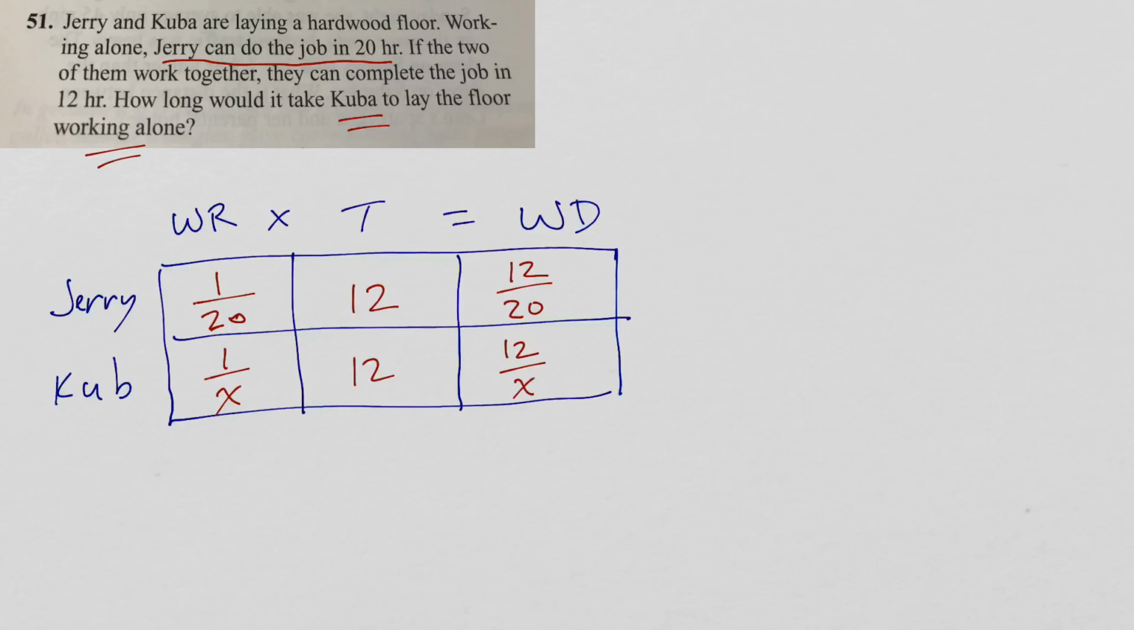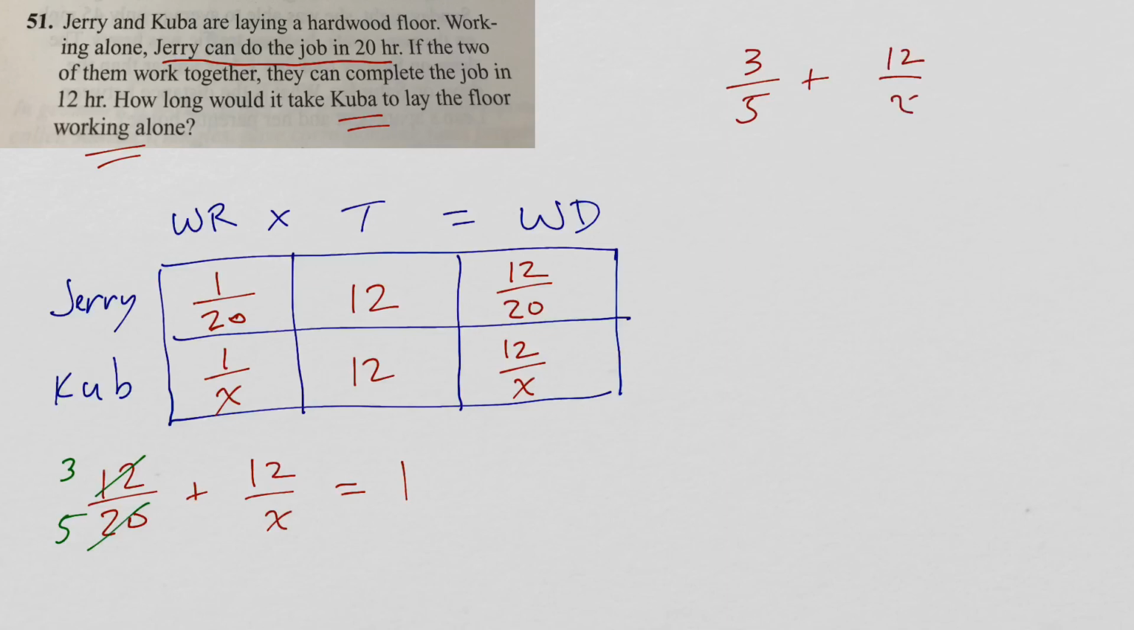We do know that they're completing one job. So 12 over 20 plus 12 over x is equal to 1. To make my life a little simpler, I'm going to reduce this fraction by dividing by 4, and I'll get 3 over 5. So my LCD is 5x. So here, let's bring this up here. I have 3 over 5 plus 12 over x is equal to 1. I'm going to multiply everything by 5x. That's the common denominator.